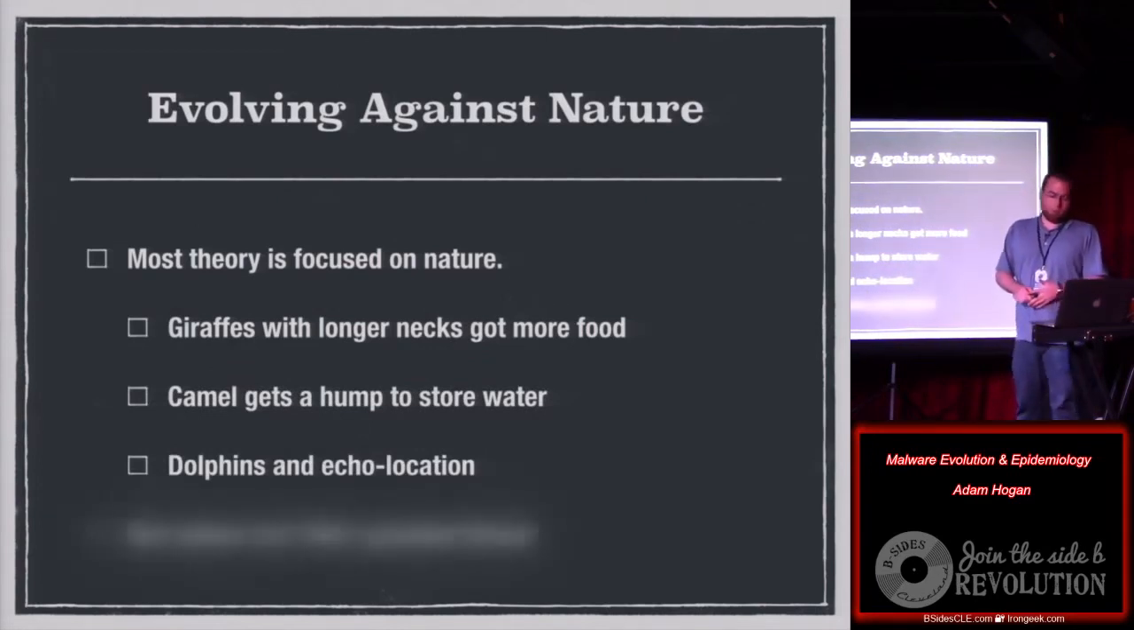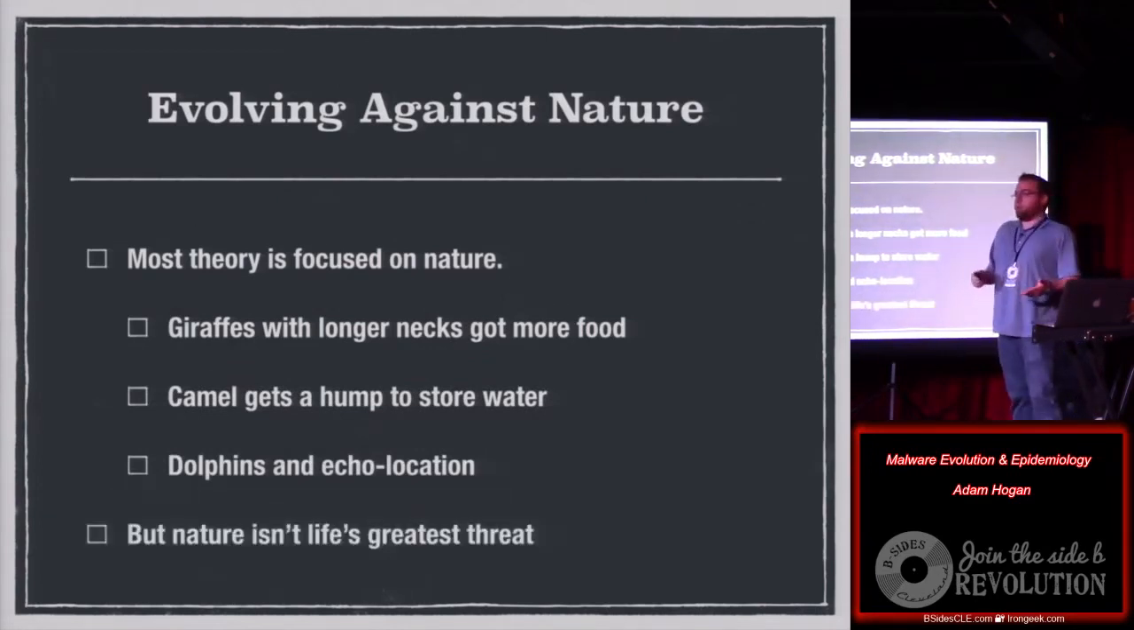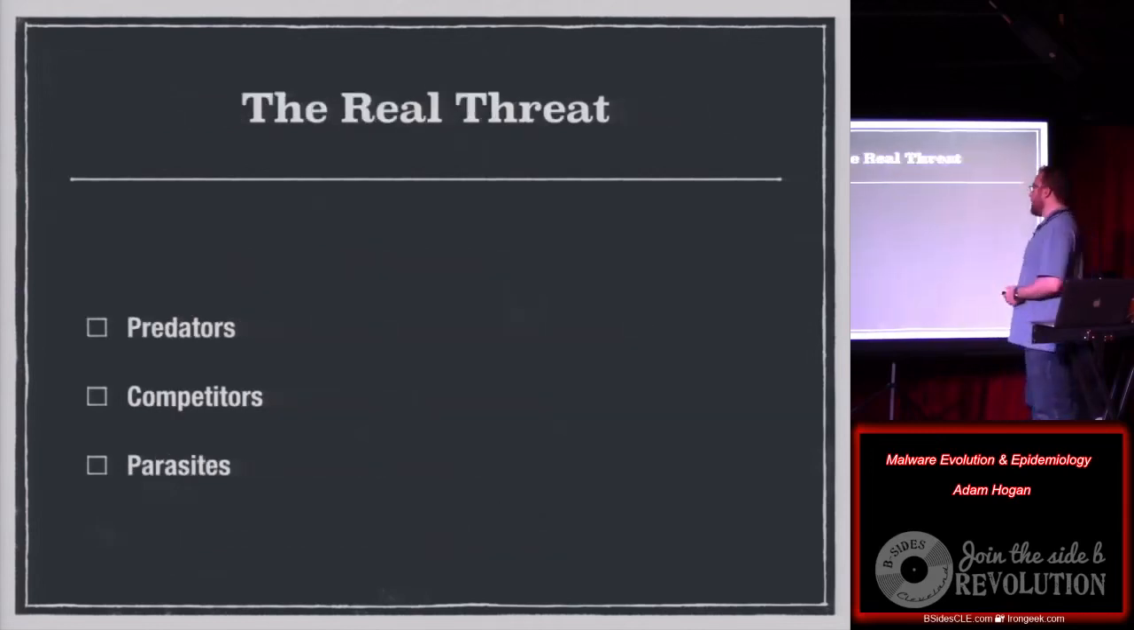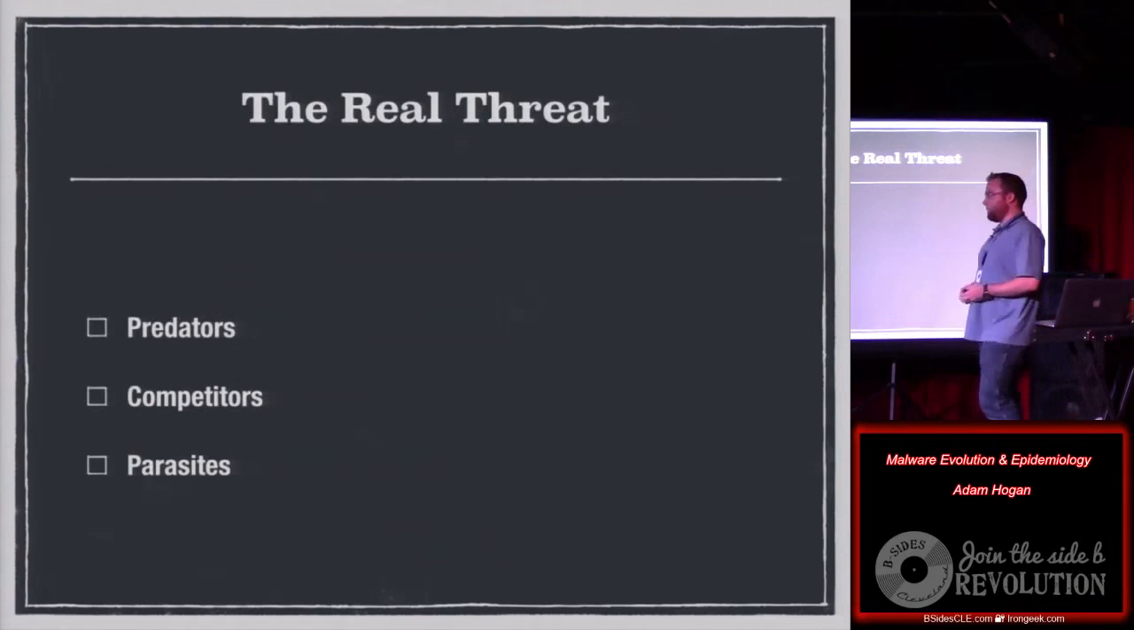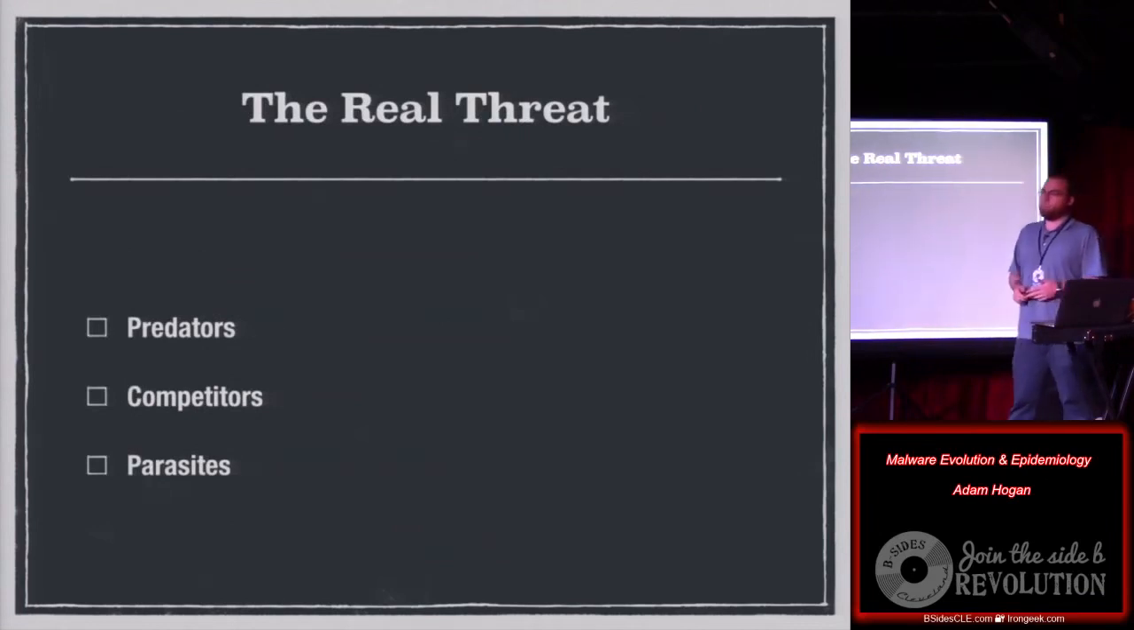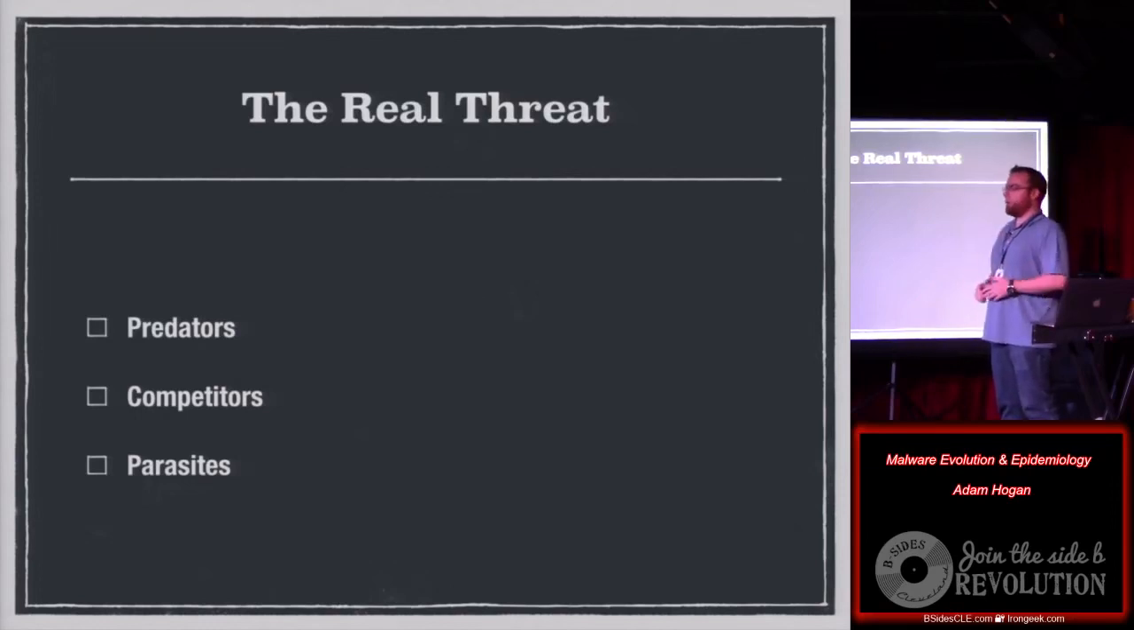But nature isn't life's greatest threat. It's maybe one of the more obvious. We can look at those as really good examples of creatures having adapted to their environment. But on a more constant basis, the real threat is coming from predators, from competition, so people at the same trophic level going after the same food source, for example, and parasites.